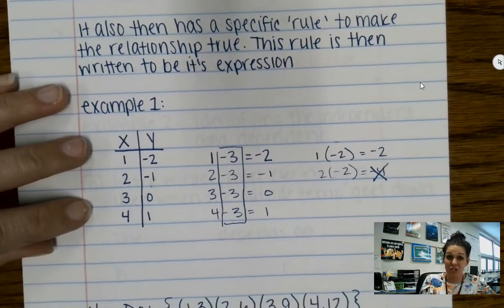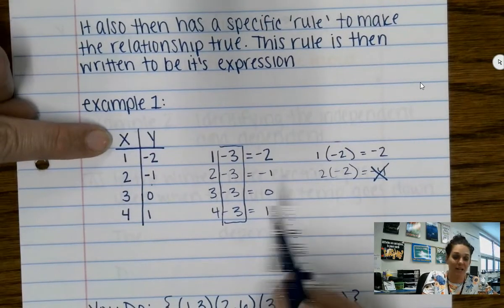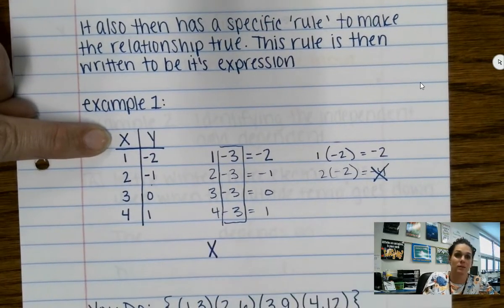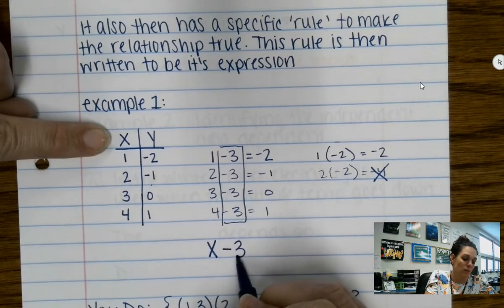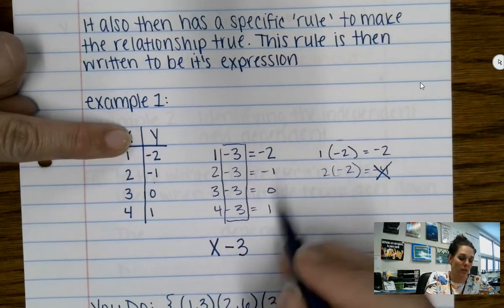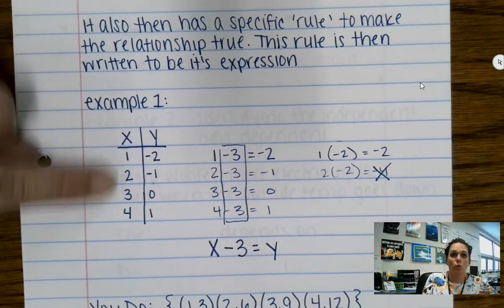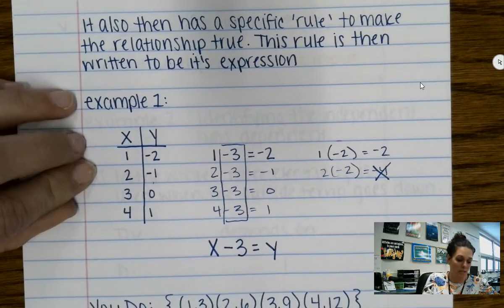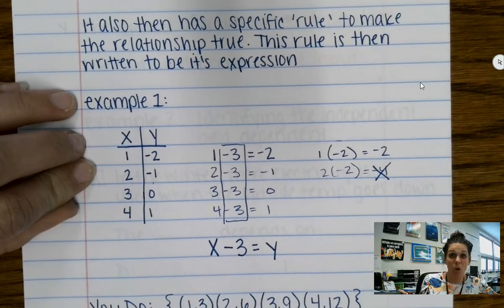So now what I can do is I can take out this 1, 2, 3, 4, and I can put this x for it. So it was x. What happened to it? Well, we subtracted 3, and then all of these values on the other side of the equal sign are the y's. So the rule of this table is that you take x, you subtract 3 from it, and you get y.